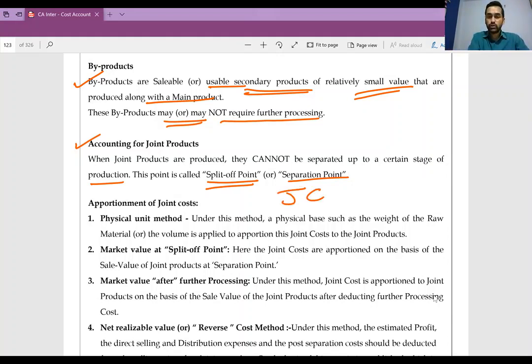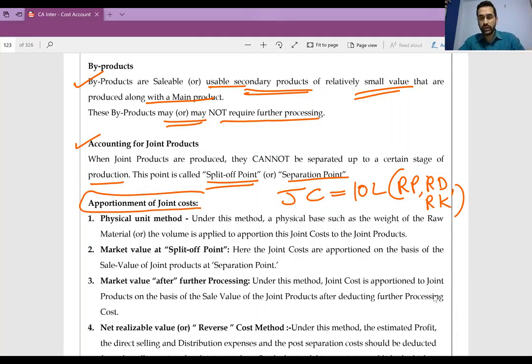Now that we know joint cost, say for example 10 lakh is for raw petrol, raw diesel and raw kerosene put together, we need to know how to apportion this 10 lakh between raw petrol, raw kerosene and raw diesel. That is the heading here, apportionment of joint cost.